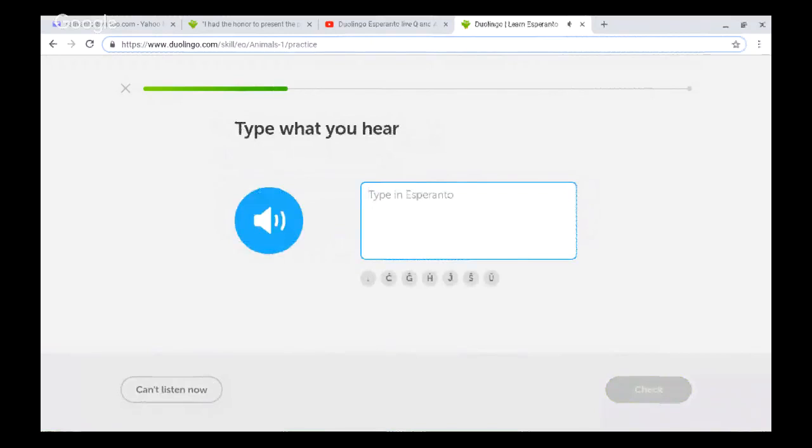Oh, this is a listening exercise. All right, so I'm going to have to listen to the sentence. What is the sentence? Mi vidas abelon en la floro. That's sort of how he says it. Mi vidas abelon en la floro. And people ask, can I have turtle speed? We want turtle speed. So here's turtle speed. Mi vidas abelon en la floro. I should probably type it. Mi vidas abelon en la floro. And the translation is, I see a bee in the flower.